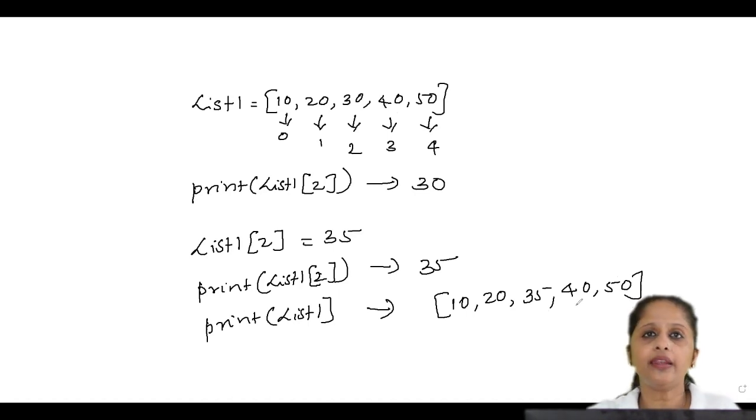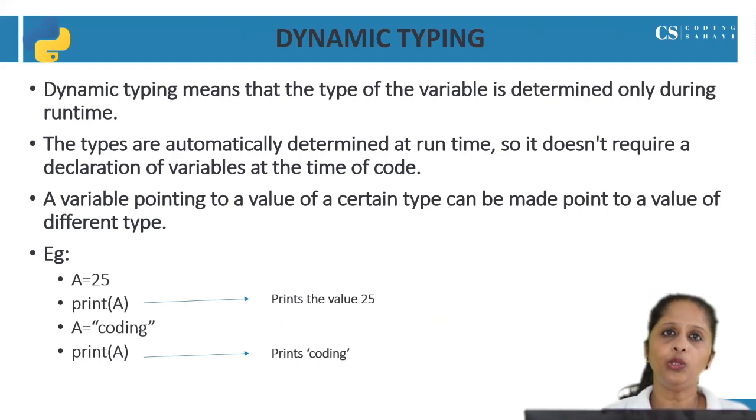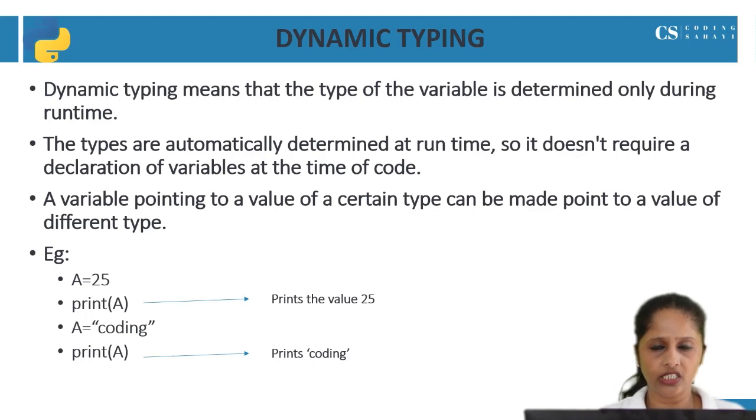Once the variables are created, its value can be changed. That is possible with list, set and dictionary. So now you know how a value is assigned to a variable and how it is represented in the memory. Now the next topic is dynamic typing. So we say Python is a dynamic typed programming language. So what does it mean, dynamic typing?